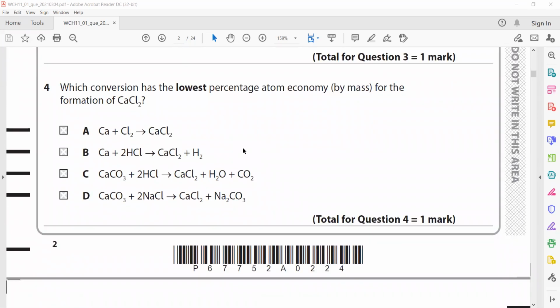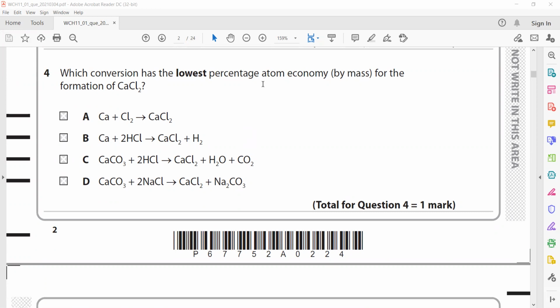Which convergent has the lowest percentage atom economy by mass? So this will be 100% because the only thing there is the desired product. For this one, the mass of the desired product: calcium is 40, chlorine is 35.5 into 2. So 71 plus 40, that's equal to 111. And the total mass of the products, 111 plus 2, will be 113. So 111 divided by 113 into 100, so this will be 98% atom economy.